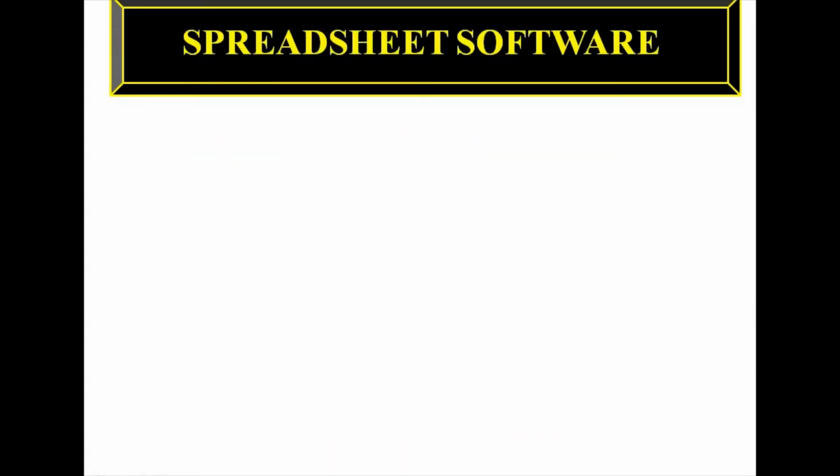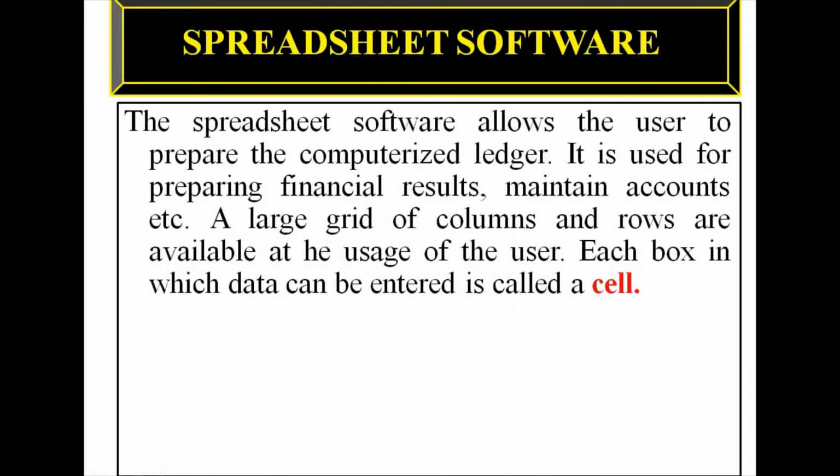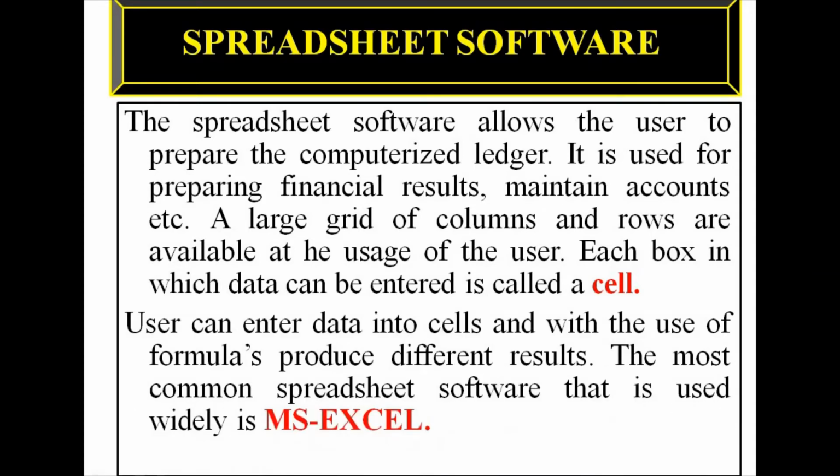Spreadsheet software. The spreadsheet software allows the user to prepare the computerized ledger. It is used for preparing financial results, maintaining accounts, etc. A large grid of columns and rows is available for usage by the user. Each box in which data can be entered is called a cell. Users can enter data into cells and, with the use of formulas, produce different results. The most common spreadsheet software that is used widely is MS Excel.